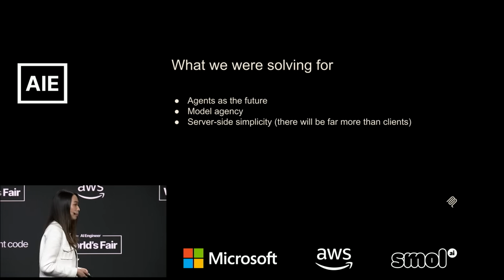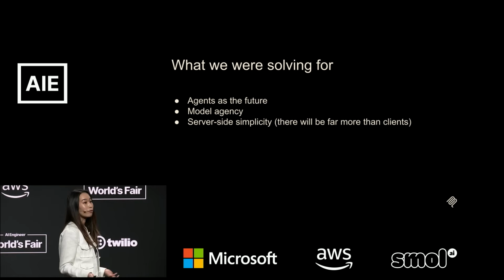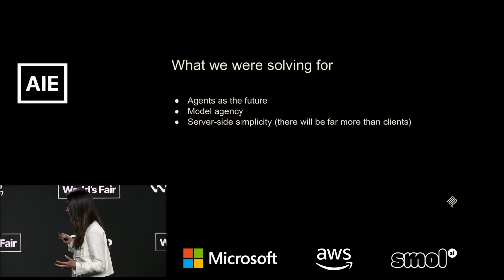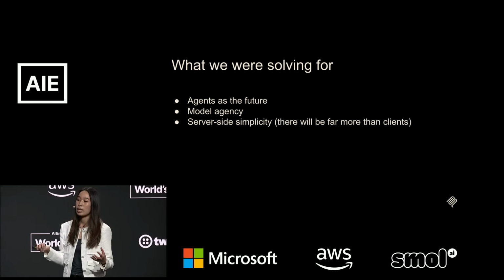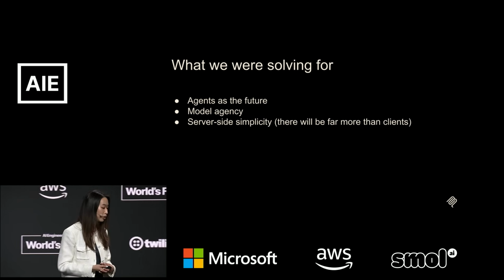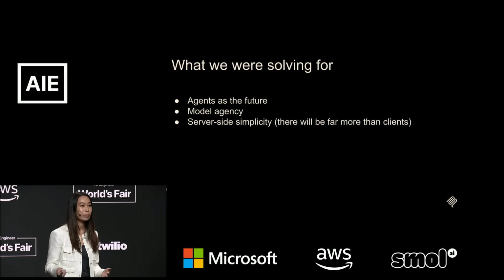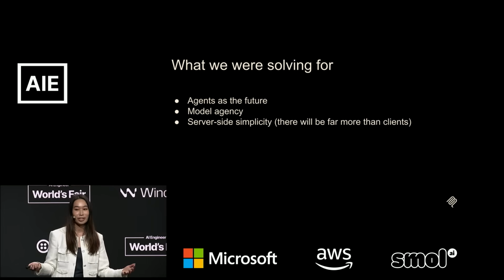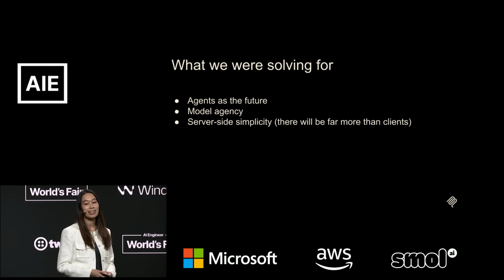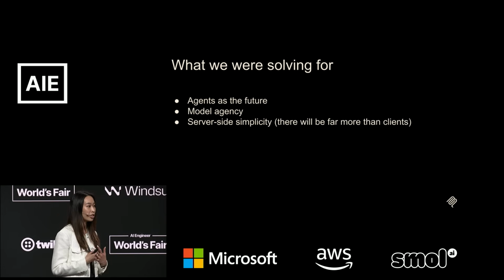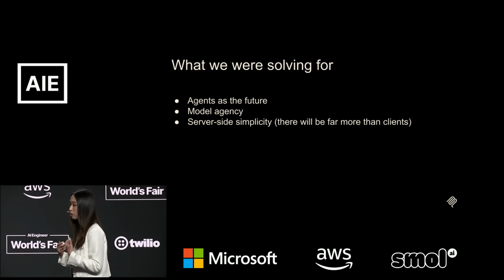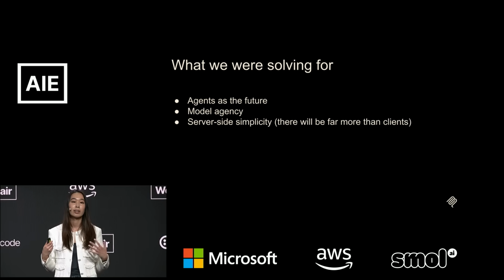So just to get a little bit deeper into what we were solving for at the start of building MCP is, again, this idea of model agency. And part of that means agents is the direction that we think is going to be the future. That's no surprise to anyone in this room. You are probably going to hear the word agents said in almost every talk. But the way that we think about agents is that you are depending on the model's intelligence to choose actions and decide what to do.